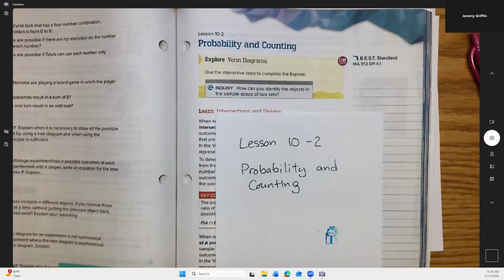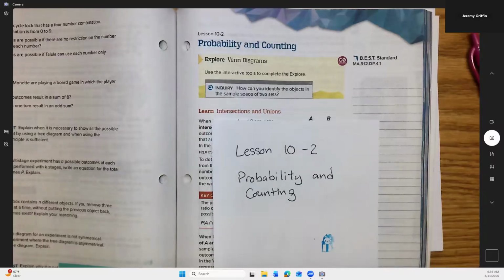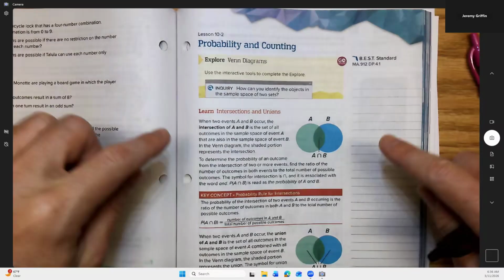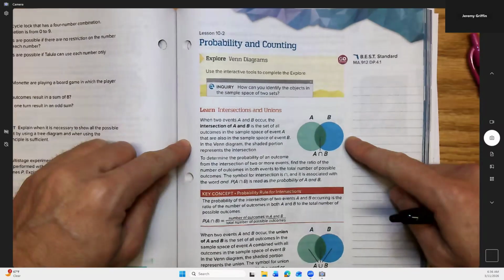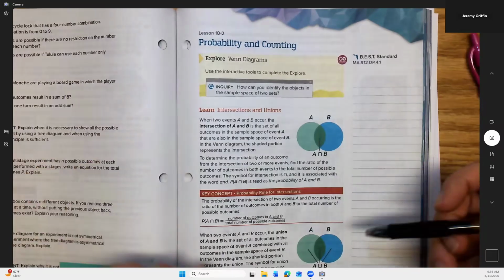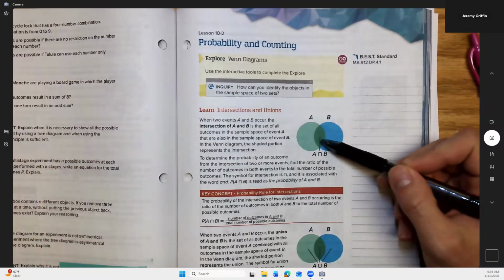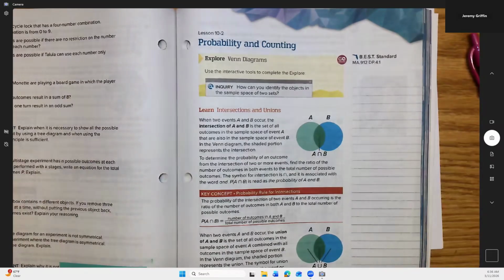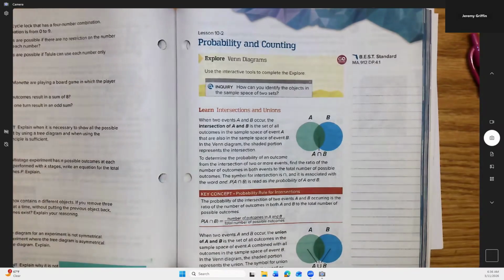Lesson 10-2, probability and counting. So the book starts off with Venn diagrams, which I think is a good visual of different events. The intersection of two events is when one event happens and the other event happens. I'm going to write this out on paper so it looks clearer for the video.